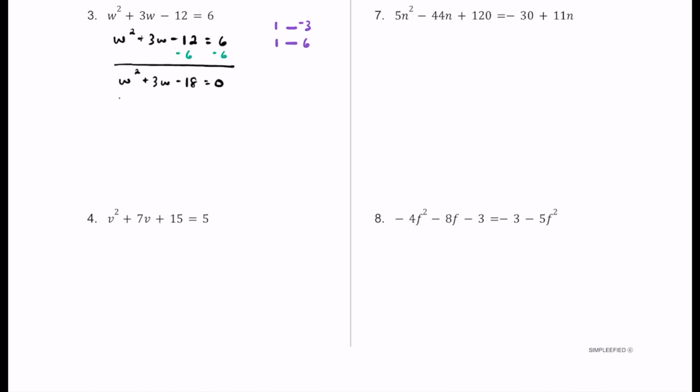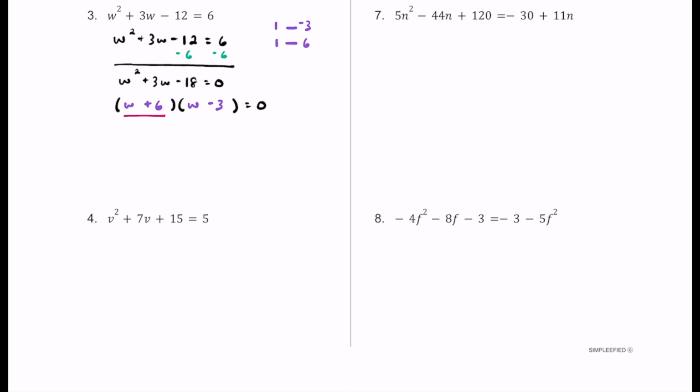Okay, so we can open these binomials and set it equal to 0. We're going to have w and w, or 1w and 1w. One of them is going to have a minus 3, and one of them is going to have a positive 6. If you want to FOIL it, go ahead and make sure it works. What makes this whole thing equal 0?